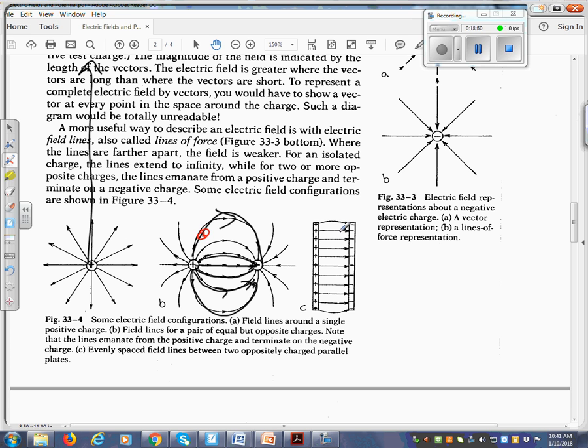Okay? What is the strength right about there compared to, say, right about there? Would it be the same? Would those two blue dots have the same field strength there, or would they be different? Why would they be the same, Jason? Because the field lines are the same distance apart.